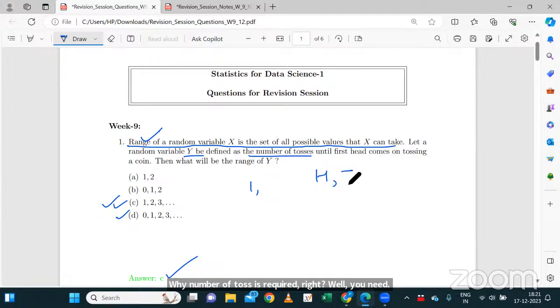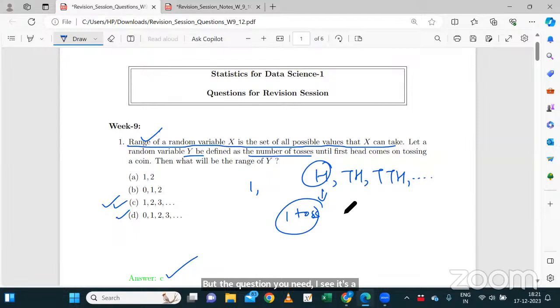It's saying H, TH, TTH, right? This is the meaning. So you need at least the first toss to get the first head, then a second toss, something like this. For this case, you need 2 tosses. For this case, you need 3 tosses. Okay, clear?